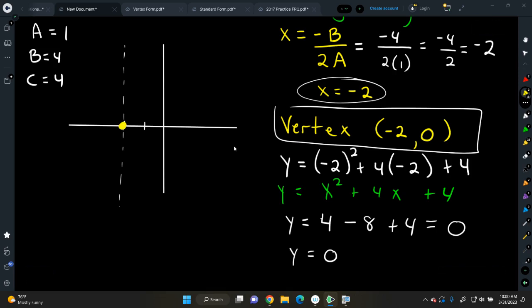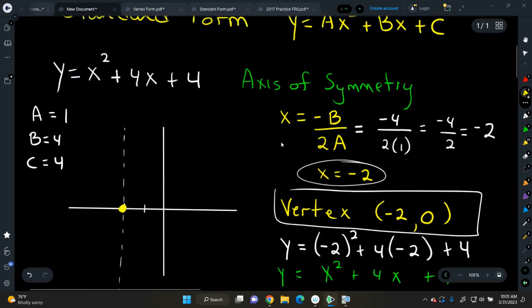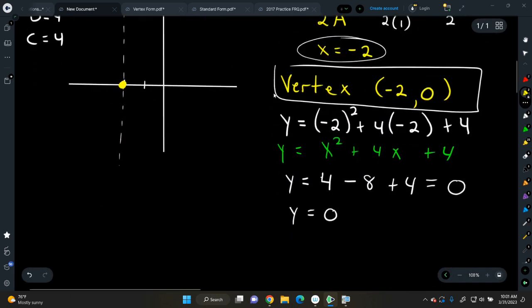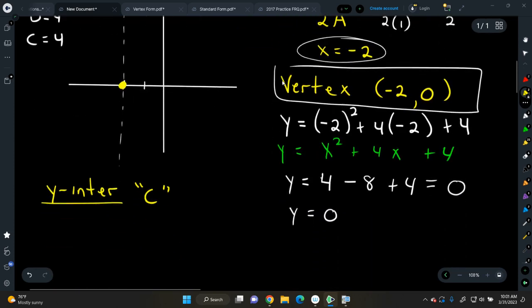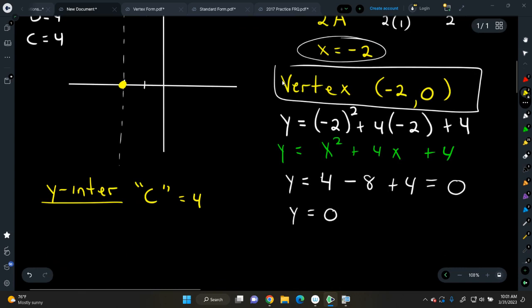Okay? Now we're not going to draw it yet. Okay? The last part. Look, we found the axis of symmetry. We found the vertex. The last part is to find where it crosses the y-axis, the y-intercept. This part is really easy. It's the c value of your equation. So what's the c value? 4. So the y-intercept is 4.